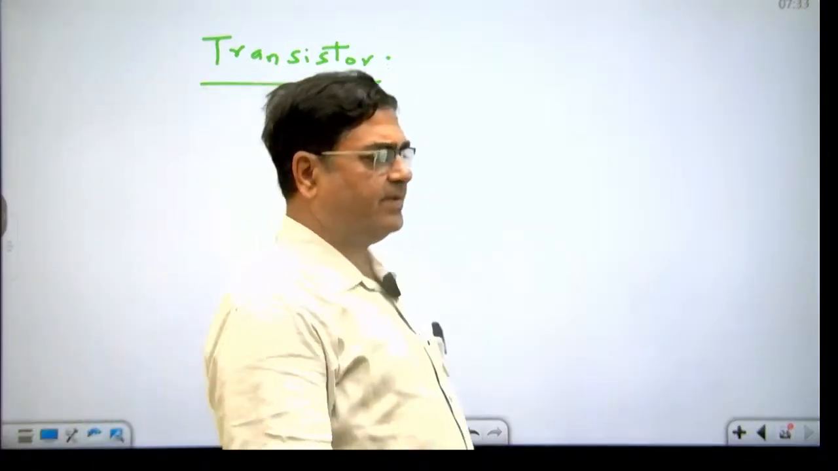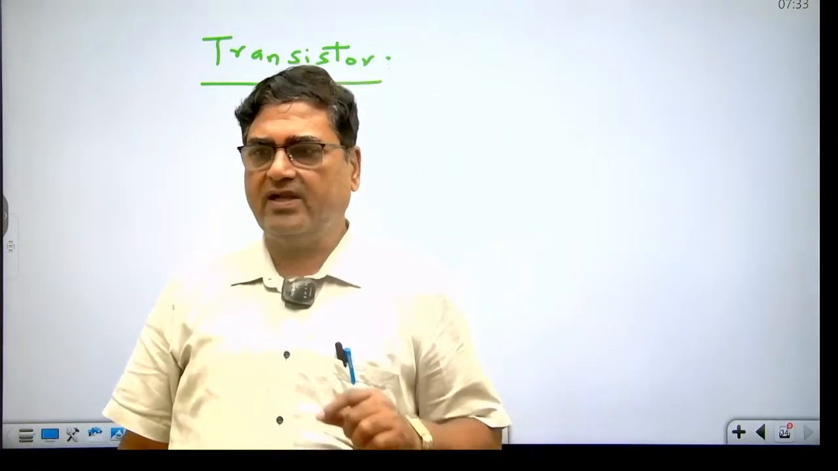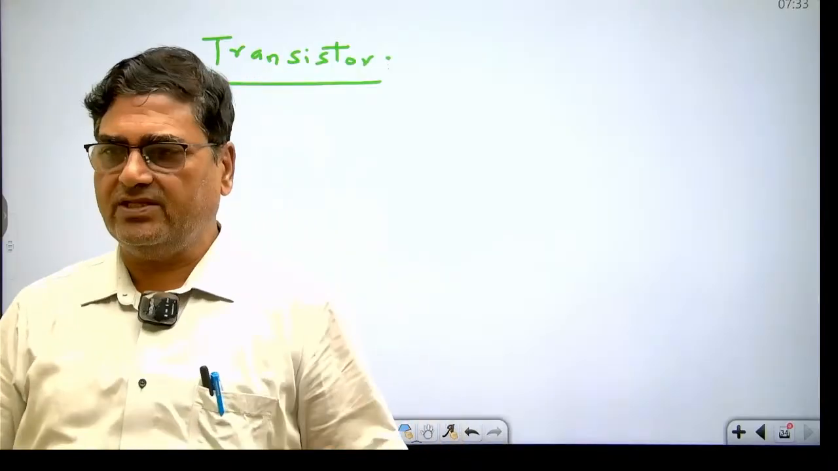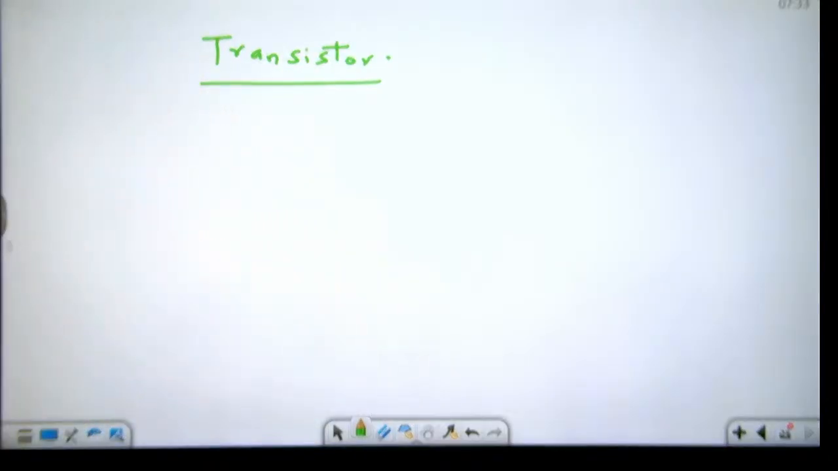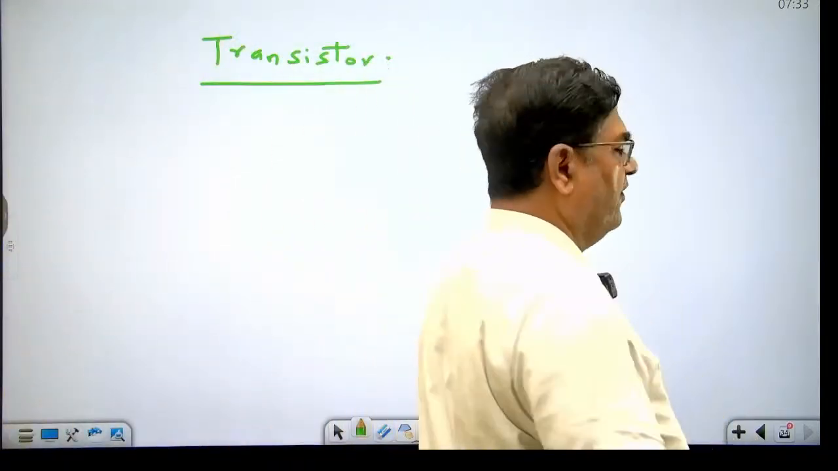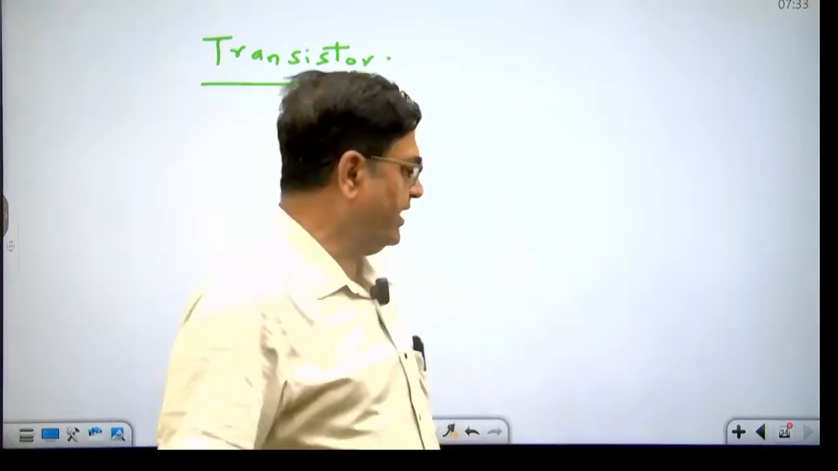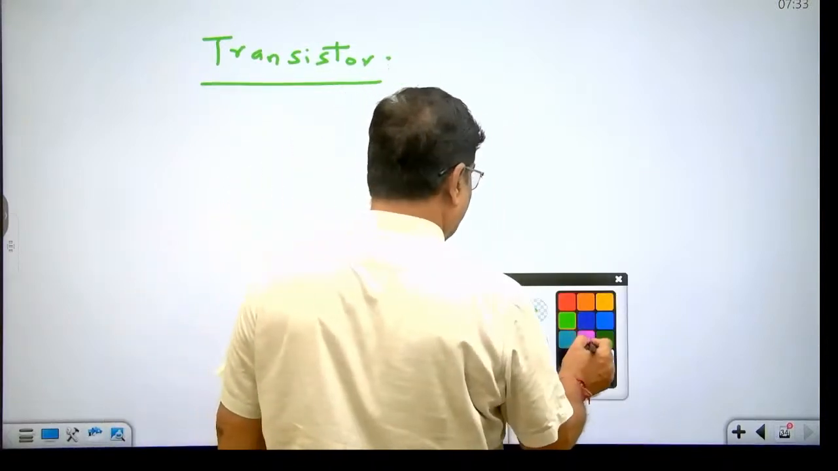The name transistor means transfer plus resistor equals transistor, okay? Means a transistor is a device that transfers emitter current from the low impedance zone to the high impedance zone as collector current, okay? Transistor is a current driven device.